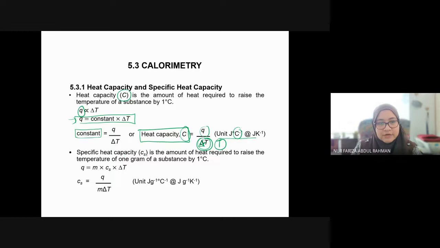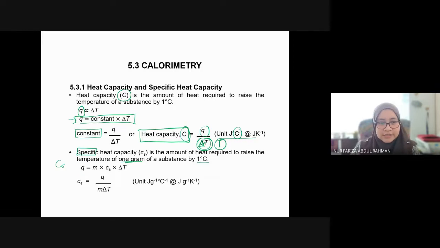Specific heat capacity, on the other hand, is the amount of heat required, because the term specific is added to heat capacity. To represent specific heat capacity, we use c in physics, but in our chemistry syllabus we use Cs, with a small letter s. It is the amount of heat required to raise the temperature of 1 gram of a substance by 1 degree Celsius. So it becomes more specific. What is the energy needed to raise the temperature by 1 degree Celsius for 1 gram of substance?